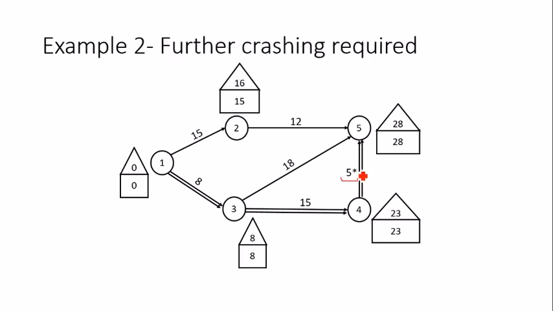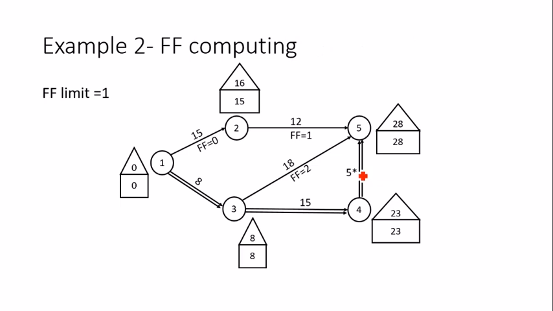Okay. So we need to repeat the process. The first step is to compute the free floats of the non-critical activities. This time it is turning out to be 0, 1 and 2.